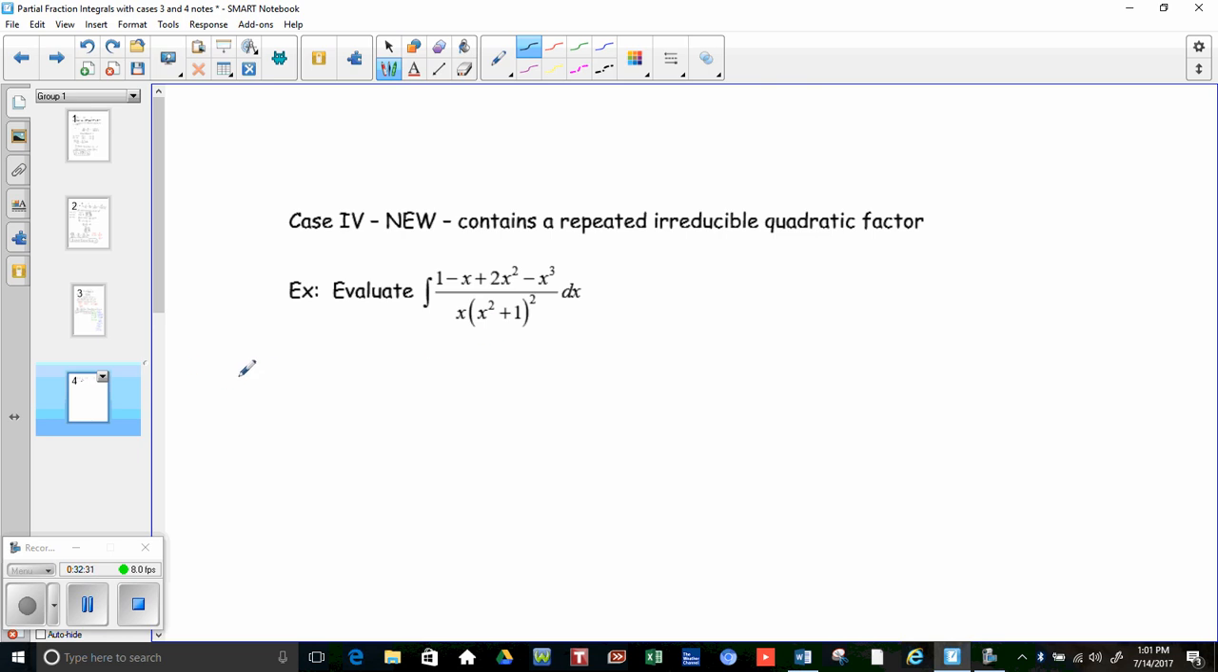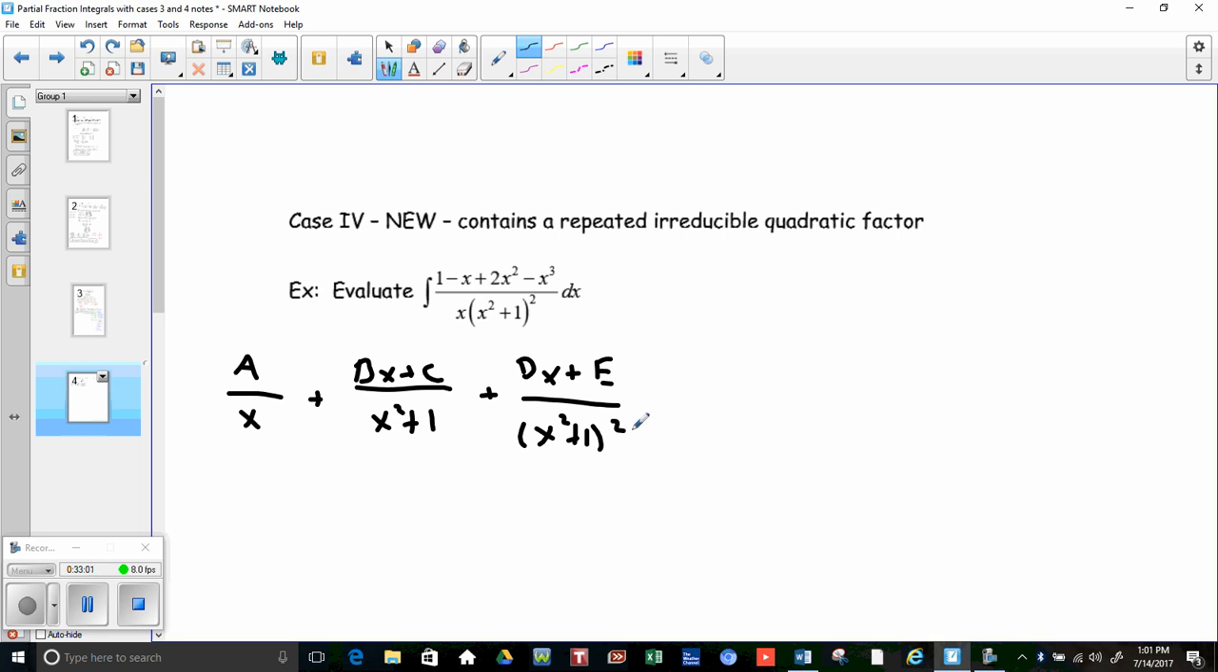When I go to split it up, A is still going to be over x. Because it's an irreducible quadratic factor, I have Bx plus C over x squared plus 1. And now, very much like the last time when we had a repeated factor of something like that, you got to do it again. So we're going to have Dx plus E over x squared plus 1 squared. And again, that equals the original fraction.